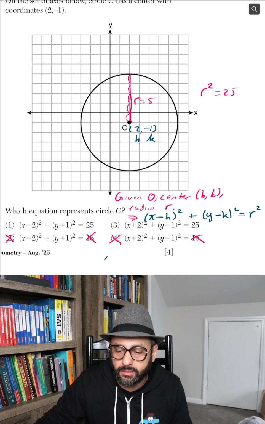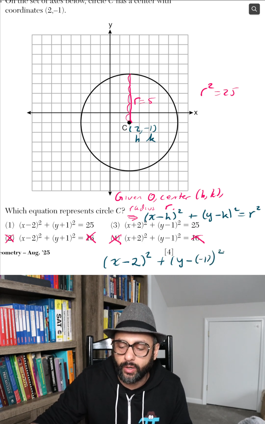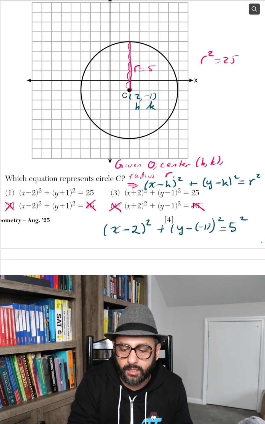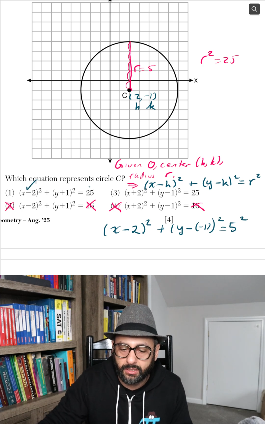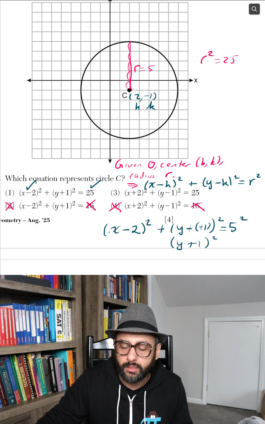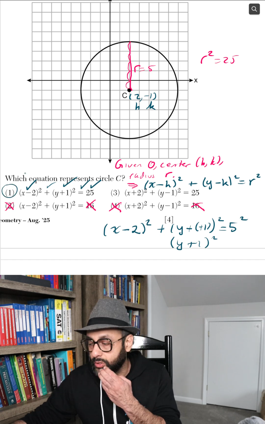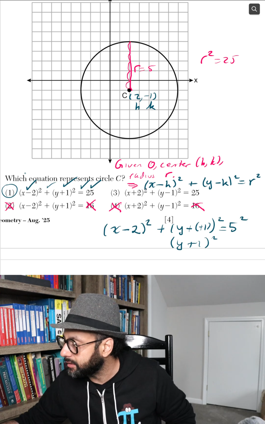So the equation has to be x minus 2 squared plus y minus -1 squared equals r squared, which is 5 squared. And which one matches this? This one matches here, this one matches here, and the y minus -1 is equivalent to y plus 1 squared. So that one also matches here. Okay, so everything in the equation in choice 1 matches exactly.